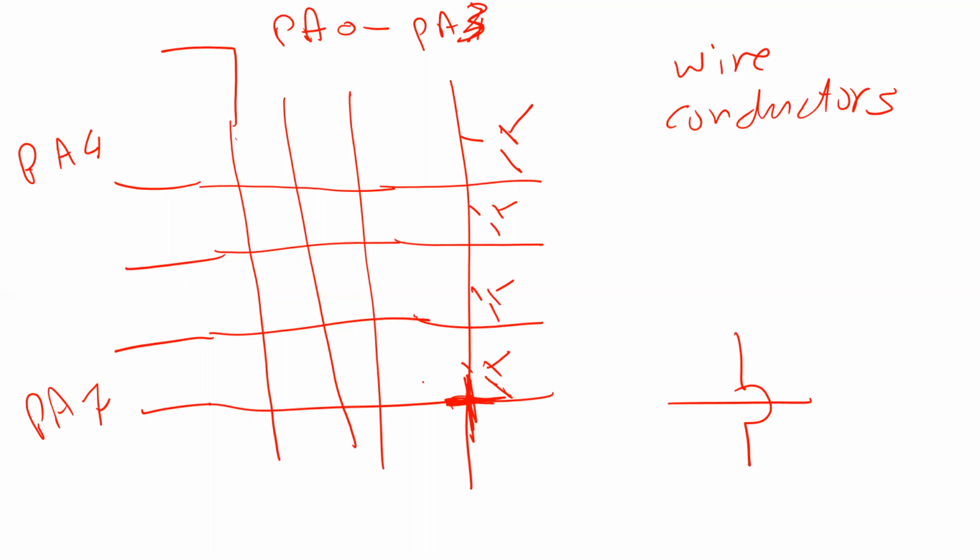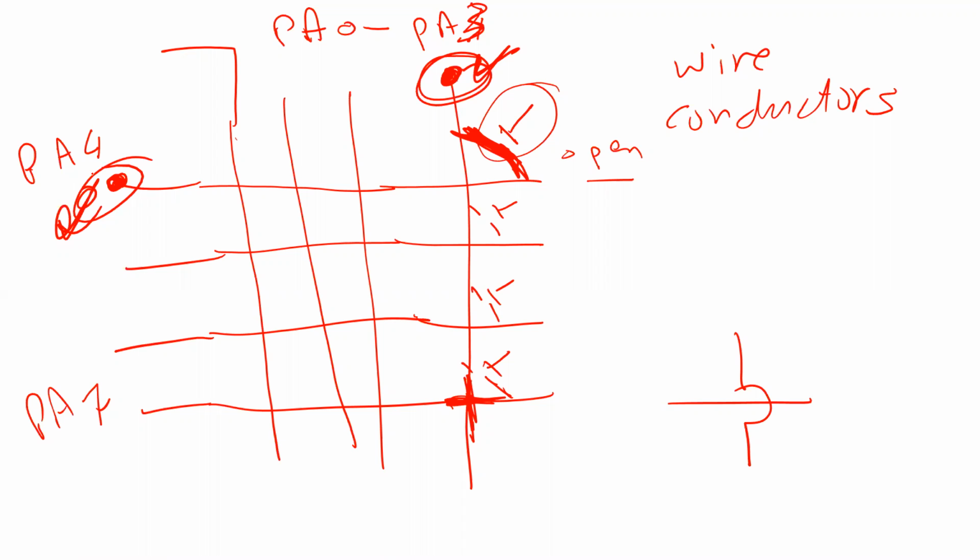The main idea is, let's take an example. Look at row 0 and column 0. If you don't press this button, that means these pins are not connected, because it is open here. This one is going to be an open circuit. But if you press this button, you actually make a short circuit. That means you connect this pin to this pin. This is how I can know if you pressed the button or not.